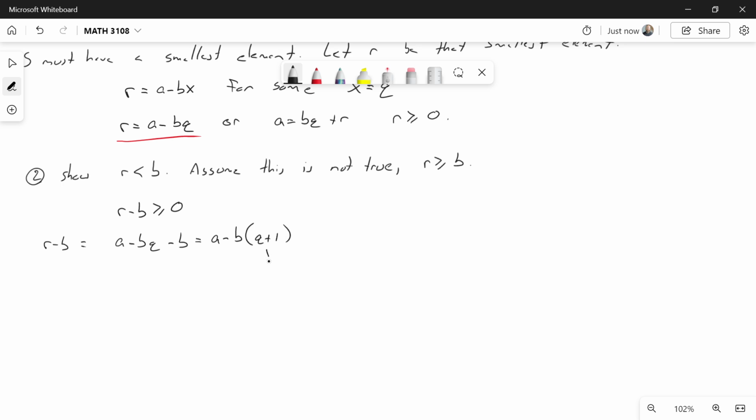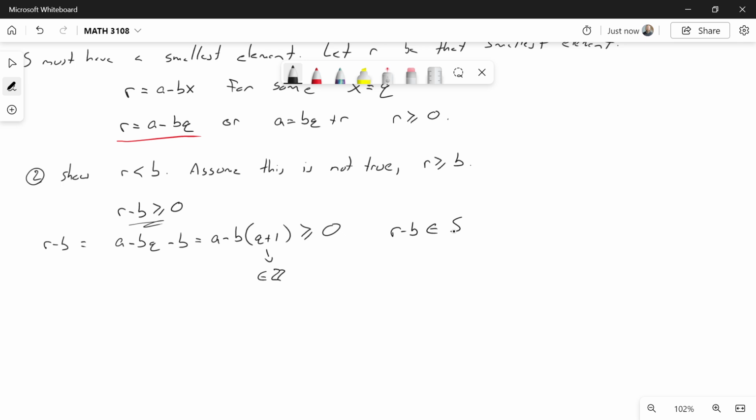Now Q plus 1, Q was an integer, has to be an integer because that's the condition of this. So if I have an integer, I add 1 to that, that's also going to be an element of Z. And we know that R minus B, based upon this assumption, is greater than or equal to 0. So that means this R minus B is an element of our set S.